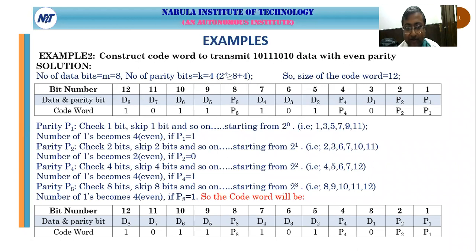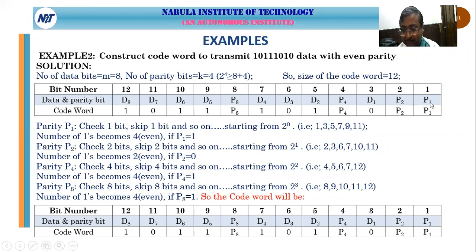Clear? So 2 to the power of K should be greater than 8 plus K plus 1, so that means K is equal to 4. So the total code word will be M 8, K 4, so M plus K is equal to 12. So the total Hamming code word is a 12-bit Hamming code. Then we should write 1 to 12 as the bit numbers: 1, 2, 3, 4, 5, 6, 7, 8, 9, 10, 11, 12.